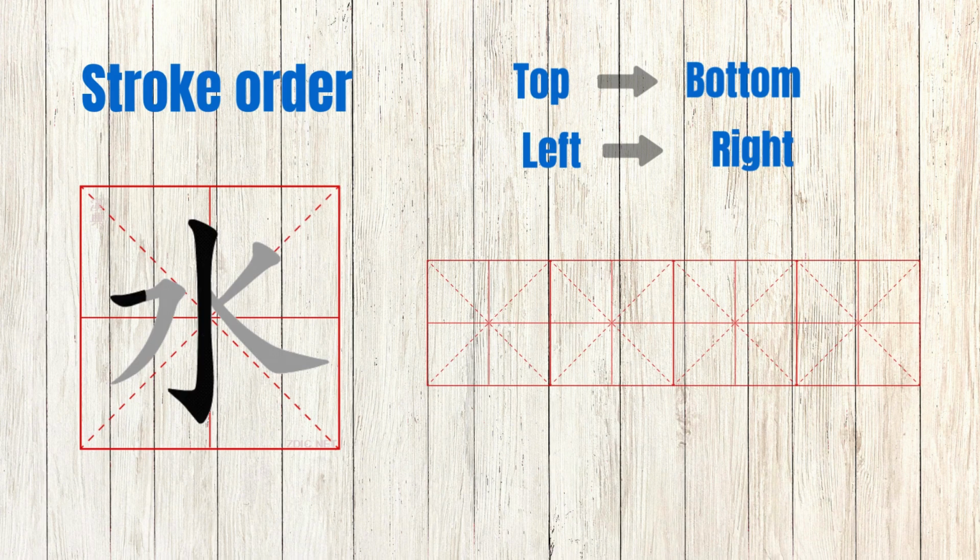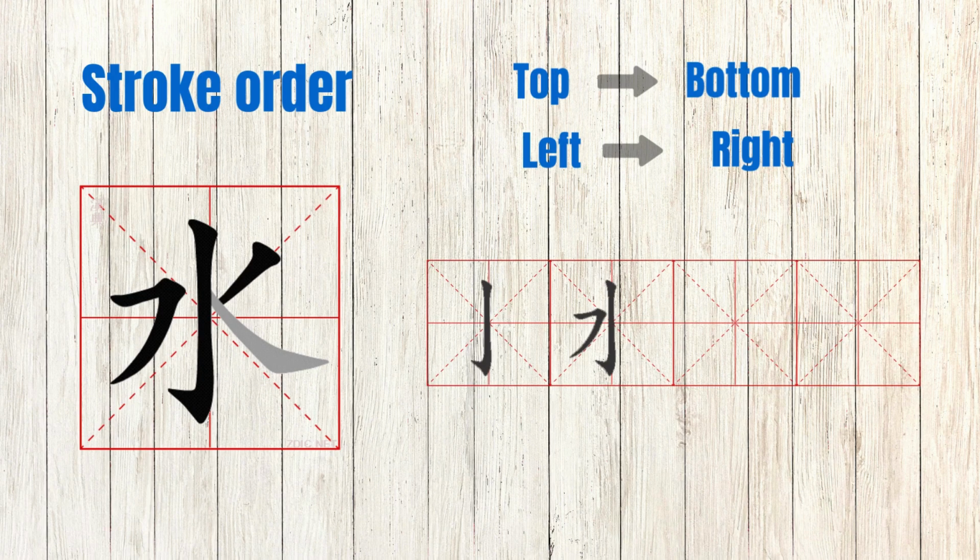Now, let's try writing this character stroke by stroke. First, we begin with the vertical hook. Not only is this stroke written from the very top, but it also sits at the center of the square writing grid, which helps us position the whole character.